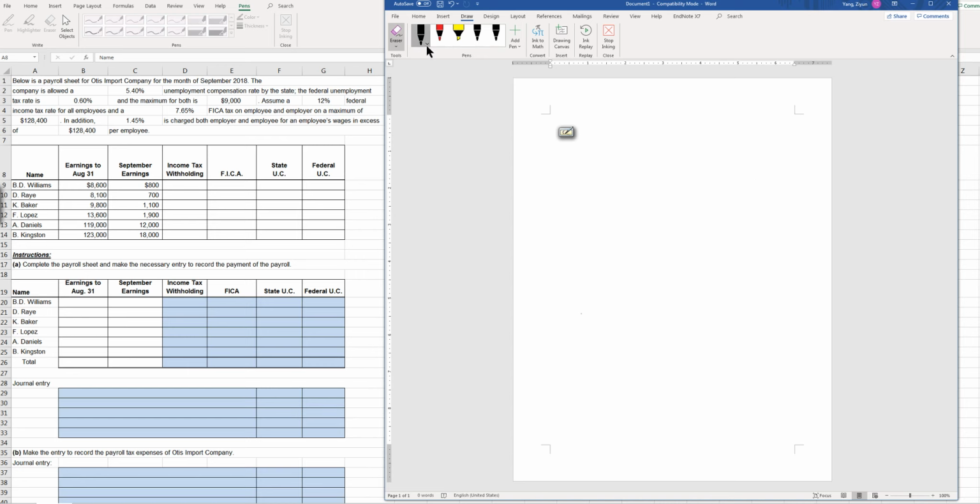So the first journal entry, we're going to make the salary payment. Okay, the salary payment, we're going to debit wages and the salaries expense. So basically we can add the total September earnings, the salary together, that's the total expense.